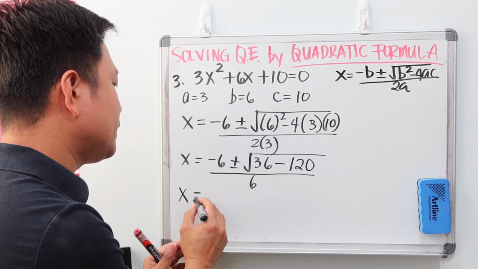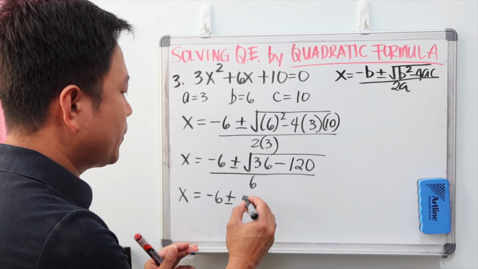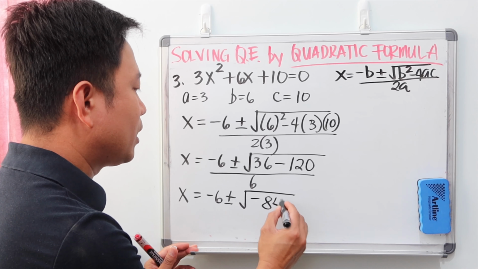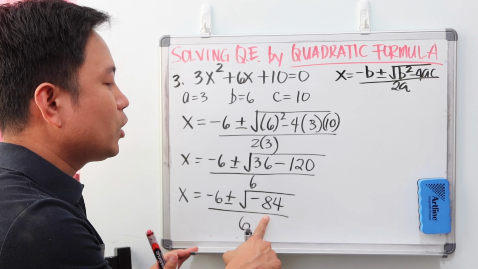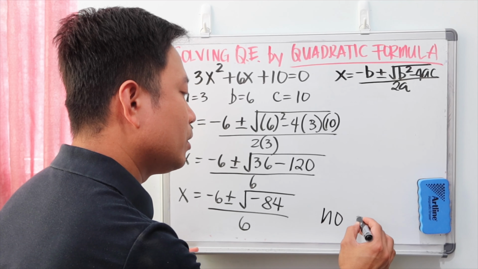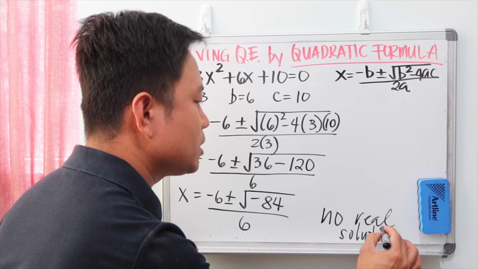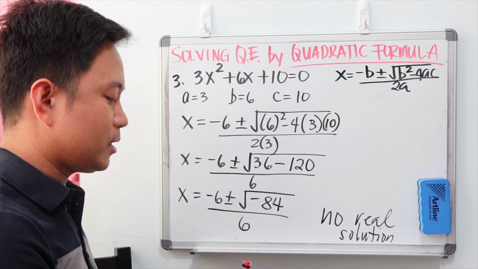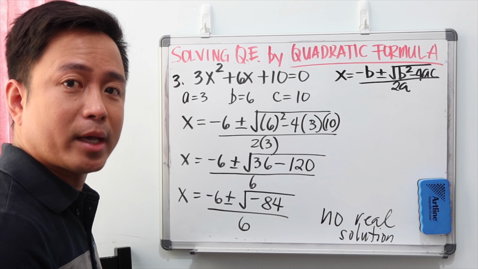So what do you notice with the discriminant for this example? It's a negative. So we have the square root of 36 minus 120, which is negative 84. So now if you notice, the discriminant is a negative number, which means you will have an imaginary answer, and there are no real solutions. Which means that when you graph a quadratic equation, the graph of a parabola with the equation 3x squared plus 6x plus 10 will not cross the x-axis, which means there is no x-intercept.